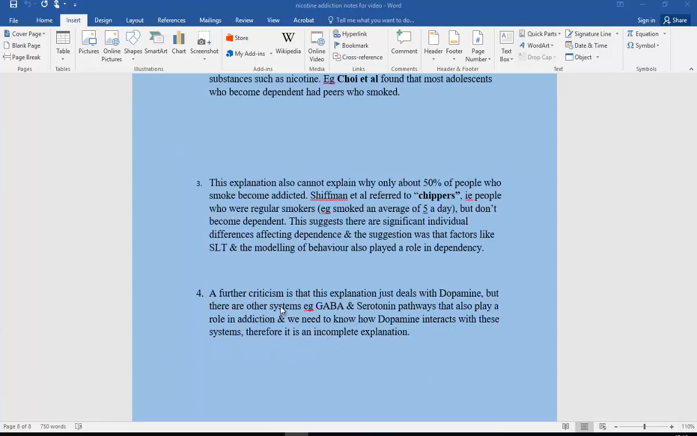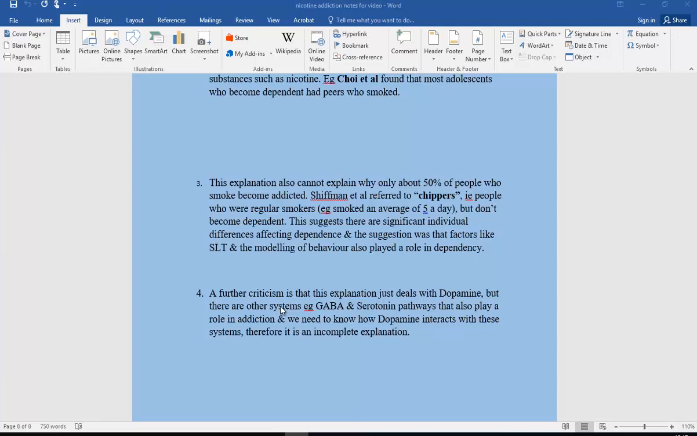And finally, this explanation also can't explain why about 50% of people who smoke don't become addicted. So about 50% do become addicted and the other 50% don't. So Schiffman, for example, referred to chippers, people who regularly smoke, for example, an average of 5 a day, but they don't become dependent. This suggests that there are significant individual differences that affect dependence. And the suggestion here was that there are other factors like social learning theory and modelling of behaviour that also play a role in dependency.